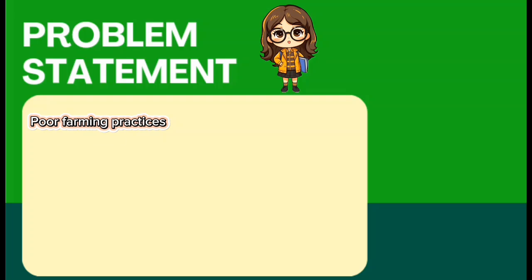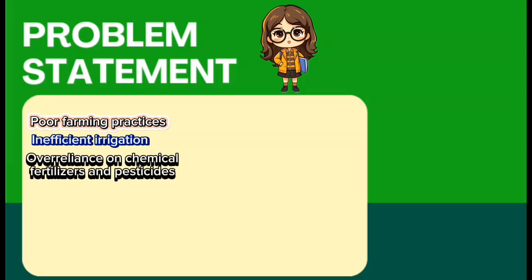Second, we have the inefficient irrigation system. Wastewater leading to soil salinization, waterlogging, and reduced crop yields. Over-irrigation causes soil erosion, nutrient leaching, and groundwater contamination. Third, we have the over-reliance on chemical fertilizers and pesticide, which pollutes soil and threatens ecosystem balance. Excessive fertilizer use leads to soil degradation and nutrient imbalances.